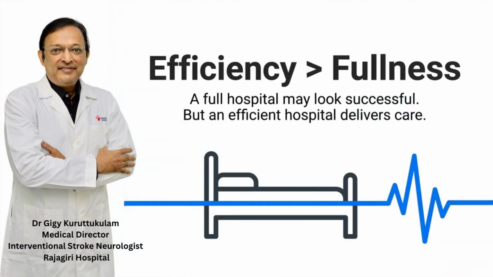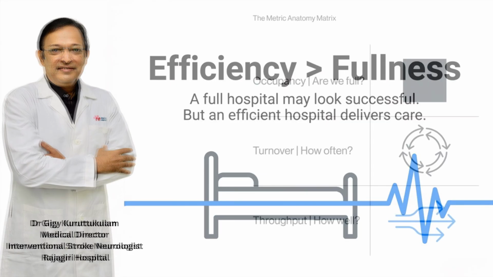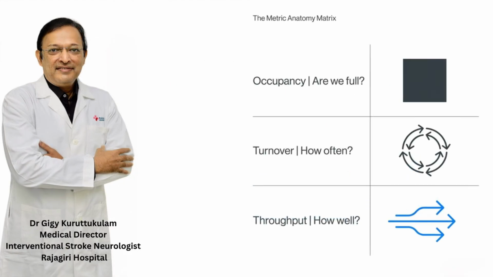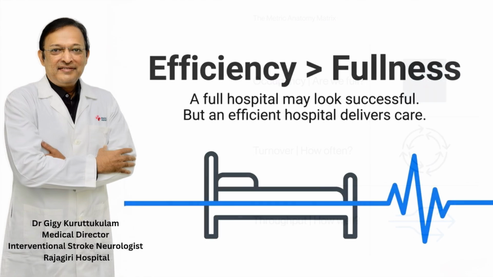So the next time you hear these terms, remember this simple hierarchy. Occupancy tells you how full you are. Turnover tells you how often beds are used. Throughput tells you how well your hospital is actually functioning. And if you want to improve your hospital, don't just look at how many beds you have. Look at how well you are using them. Final line: a full hospital may look successful, but an efficient hospital is what truly delivers care.